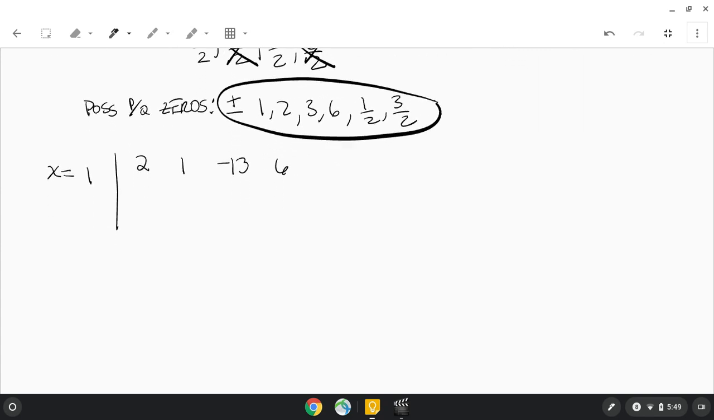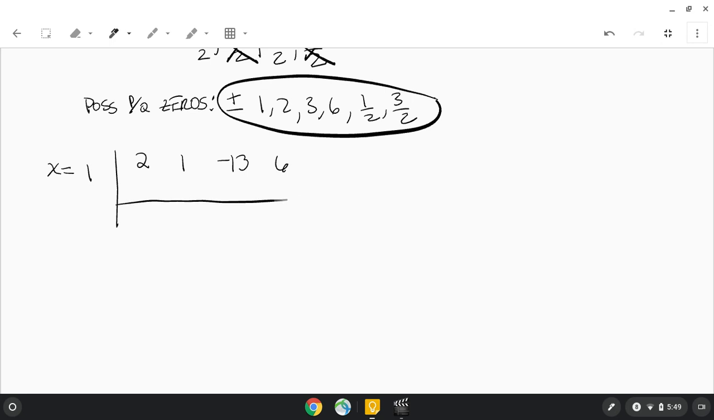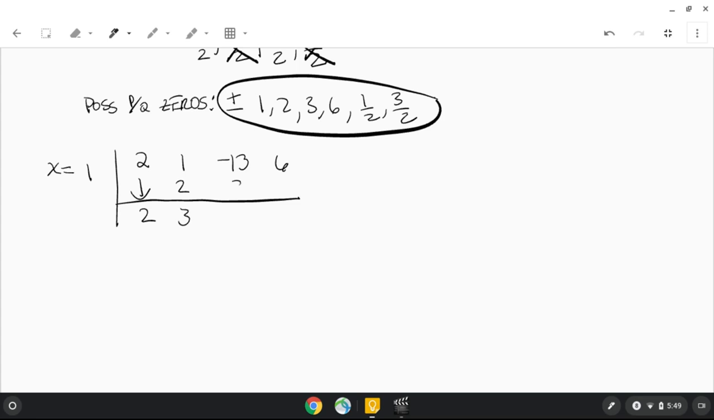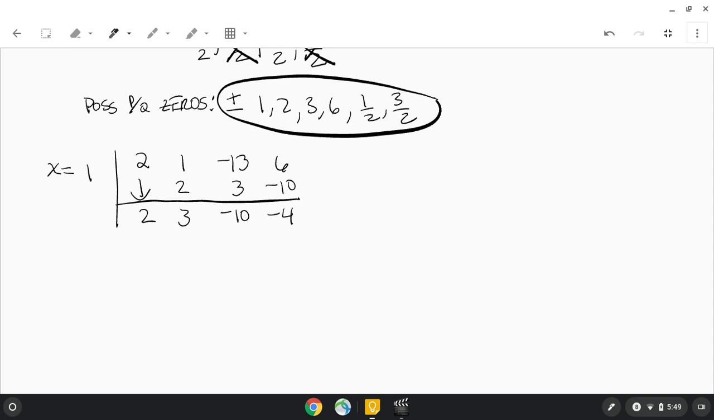And we're hoping for a 0 remainder. So we bring down this 2. 2 times 1 is 2. Combine. 3 times 1 is 3. -13 and 3 is -10. -10 times 1 is -10. And here I don't get a 0, so x equals 1 is not a solution. It's not an x-intercept.